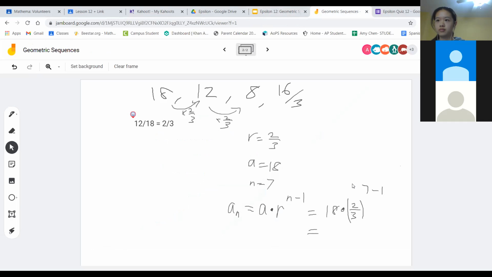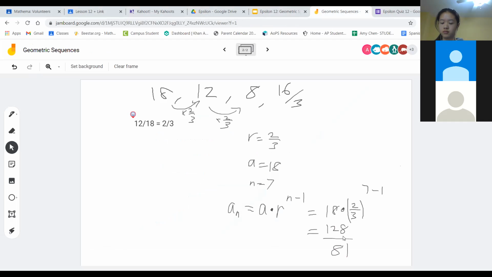So I got 128 over 81 on my calculator. Just so you know, for my calculator the feature is A B over C, and it should show an arrow mark, then D over E. You just press it and then press enter.